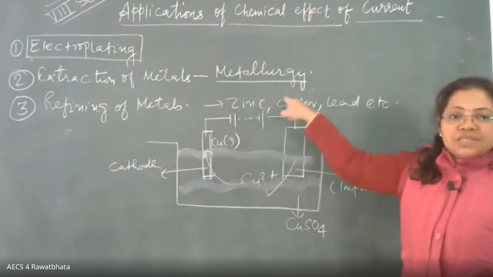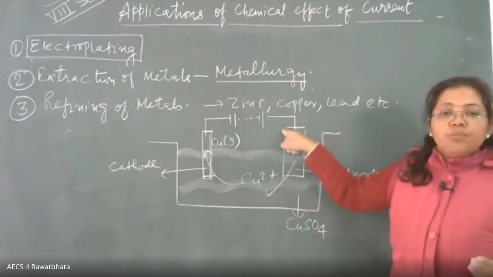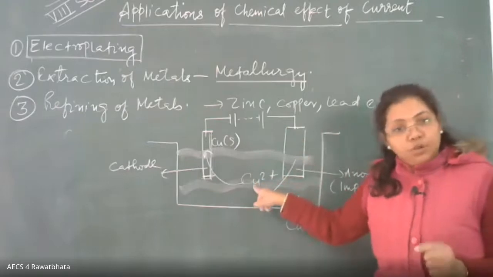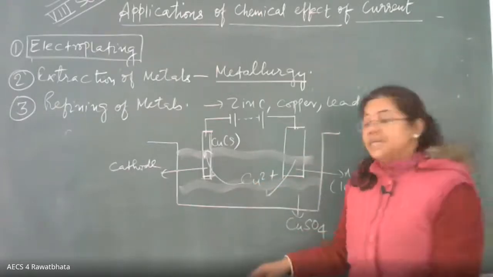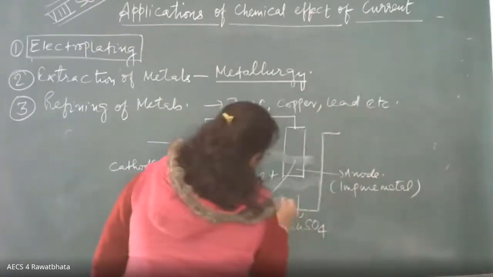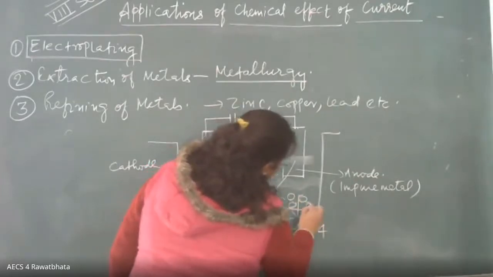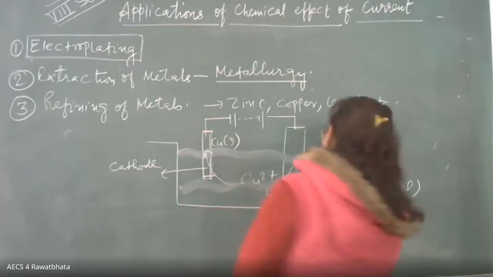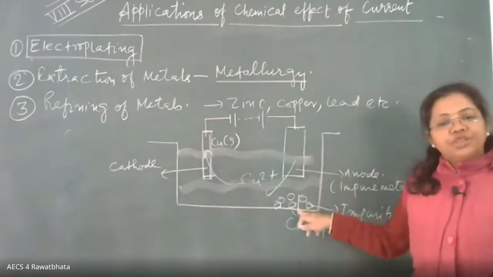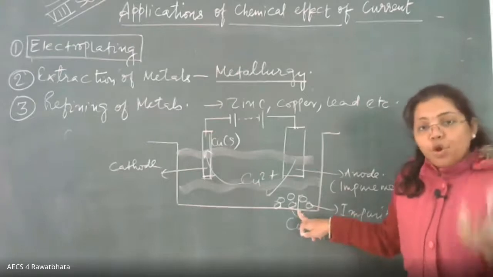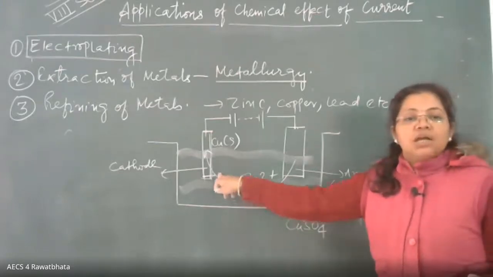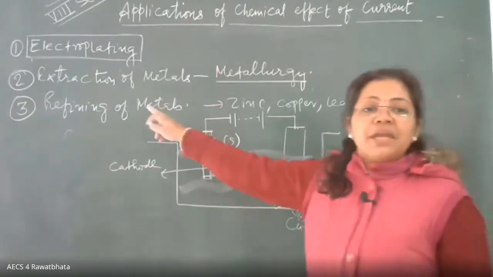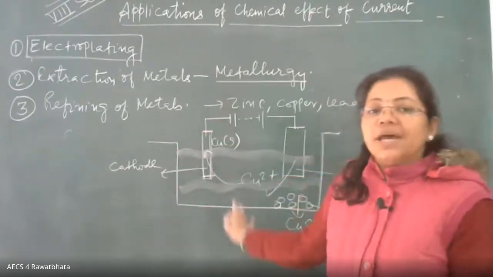So when electricity passes through the anode, it dissociates the impure copper, and because of that copper ions go into the solution, but impurities remain left in the solution. These are the impurities. So the impurities remain in the solution, and the pure copper ions go to the cathode and get deposited, and this way we carry out the refining of the metals. In short, I told you.